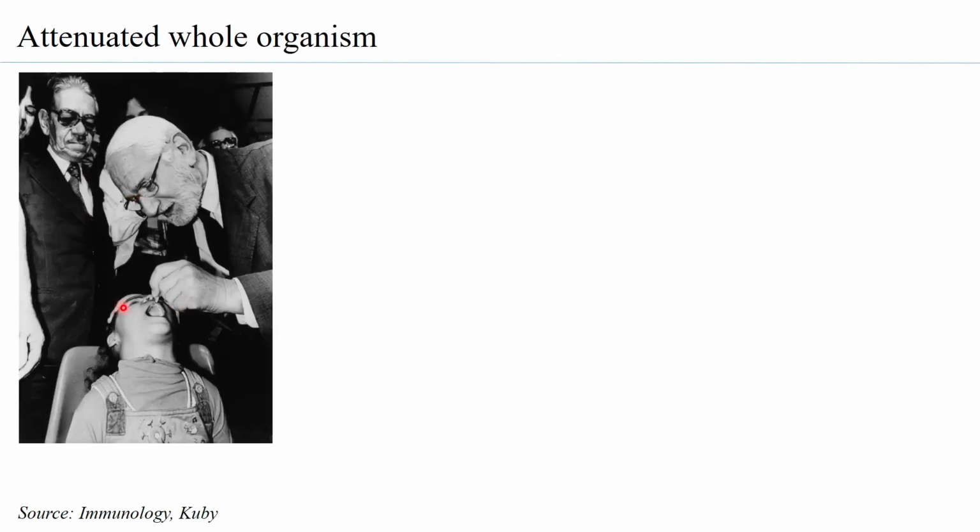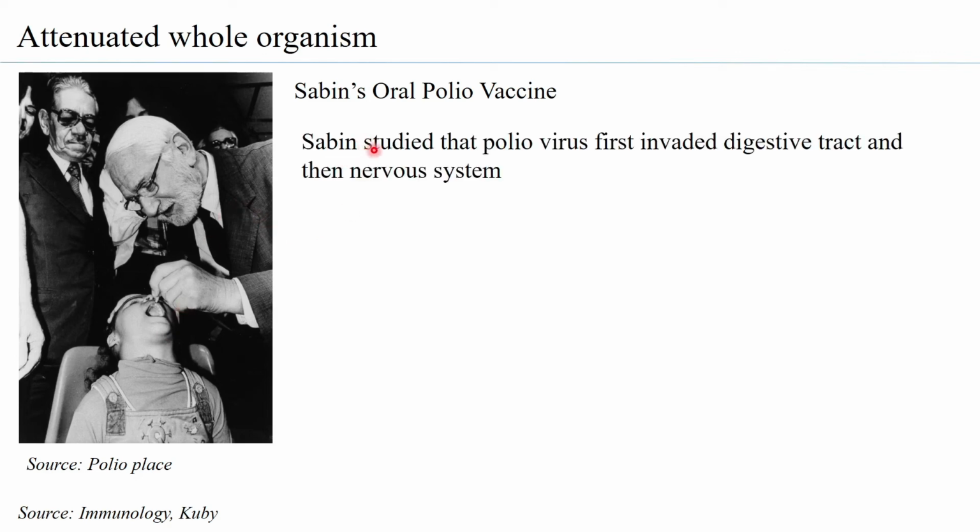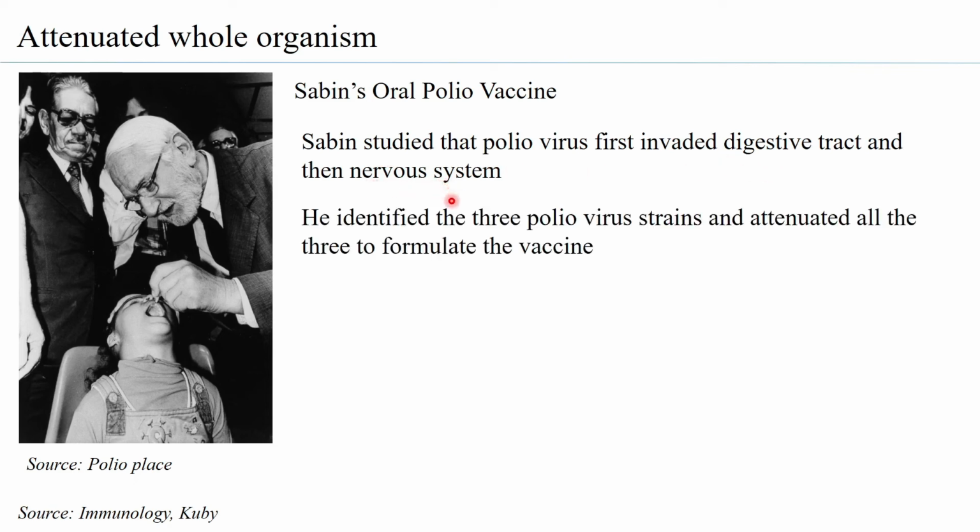Now, since we talked about Salk's inactivated poliovirus, let us also look at the oral poliovirus, which has live attenuated viruses. That was developed by Sabin, at just about the same time as Salk developed his inactivated poliovirus, but probably a year later. When Sabin studied the poliovirus, he very interestingly noted that the polioviruses first invade the digestive tract and then they go to the nervous system. He was the one who identified the three poliovirus strains, and he attenuated all three to formulate the vaccine. The attenuation was done by using formaldehyde.